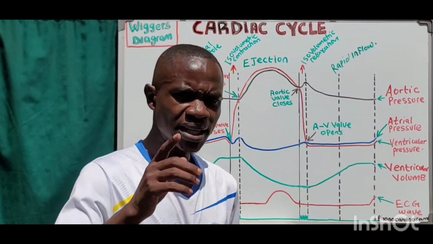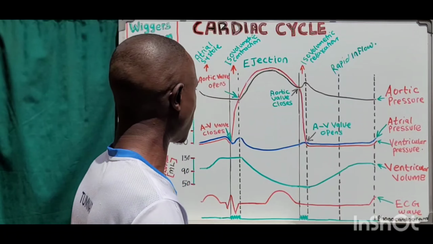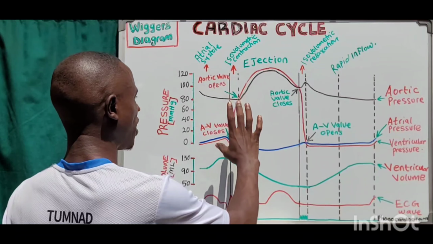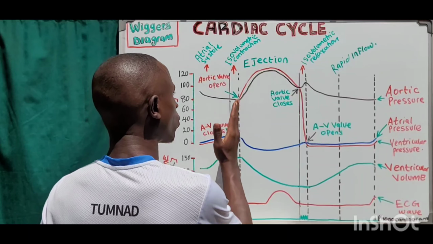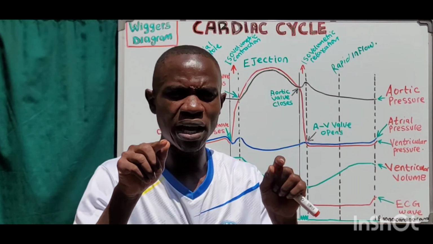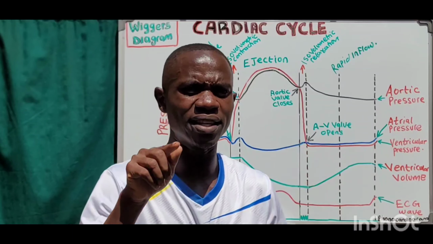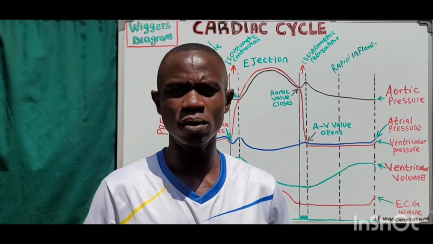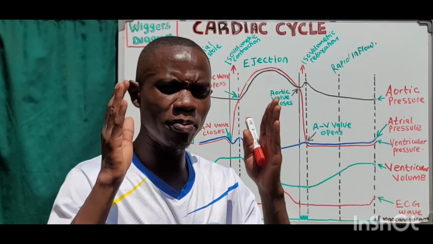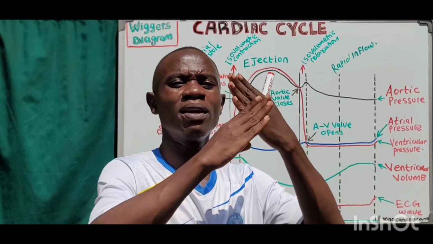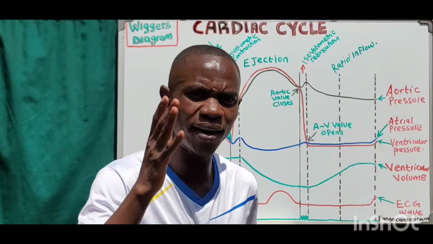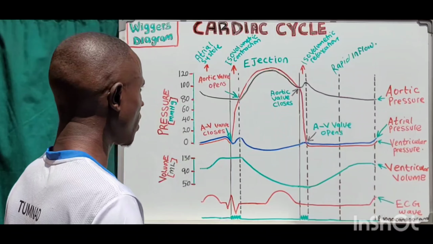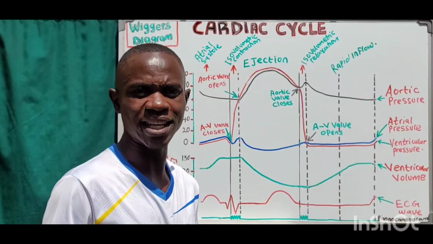Okay. Something which is so beautiful is that whenever you see these lines, which measure pressures, crossing one another, at that point we are going to be having a look at the status of the semilunar valve, or also the AV valve. Okay, so we are going to pay much attention whenever these lines come across one another. That signifies there's going to be a change in the status of the valves.